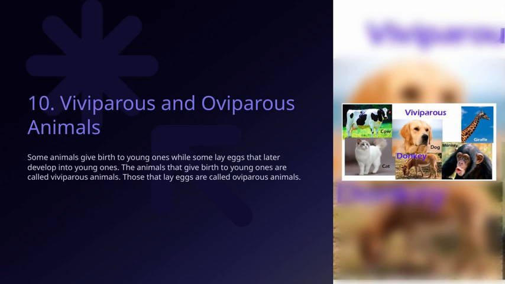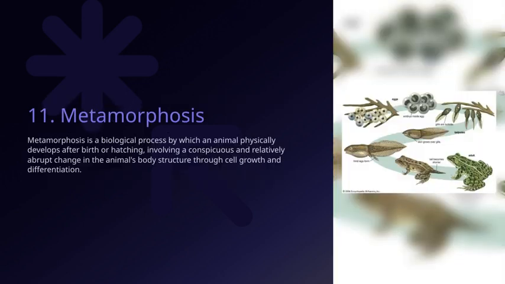Understanding these two reproductive strategies helps us see the incredible diversity in the animal kingdom and how different species adapt to their environments. It's a fascinating aspect of biology that connects to the overall theme of how animals reproduce and thrive in various habitats.